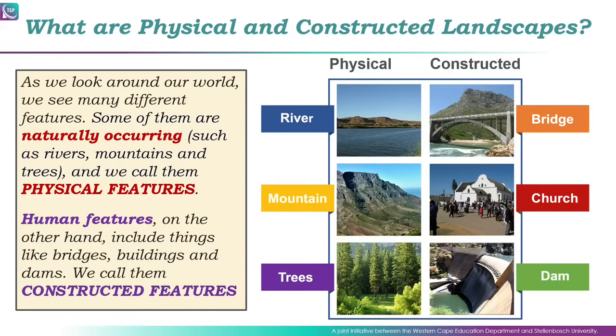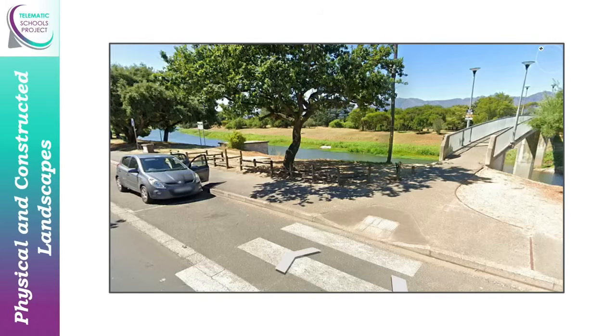And here are a few photographs of 3 physical features. There's a river, there's a mountain, and there are trees. They were not made by human beings. They are physical. They are naturally occurring. Then there are 3 constructed features. There's a bridge, which was made by human beings. There's a church, which was built by human beings. And there's the wall of a dam, the actual dam itself, that was also constructed by human beings. So those are constructed features. I think you know the difference.